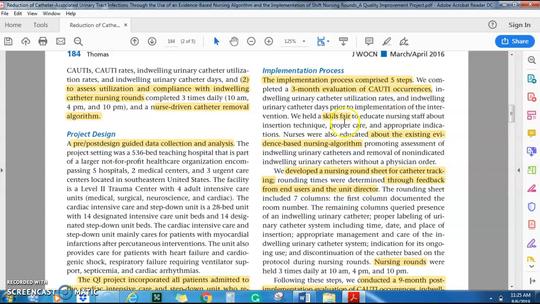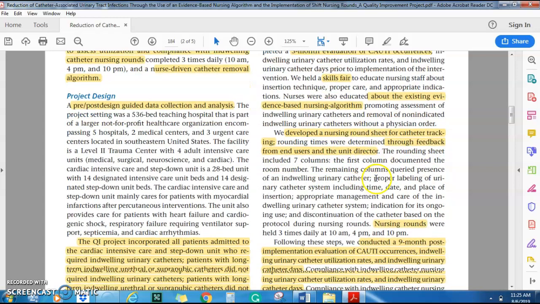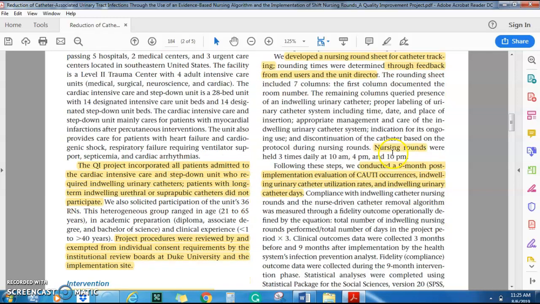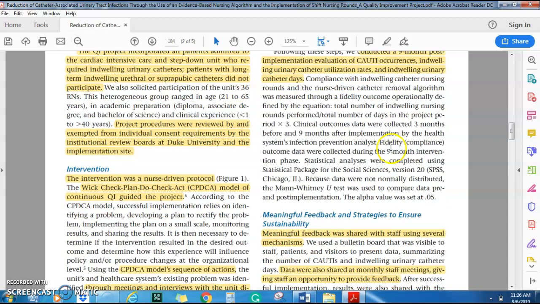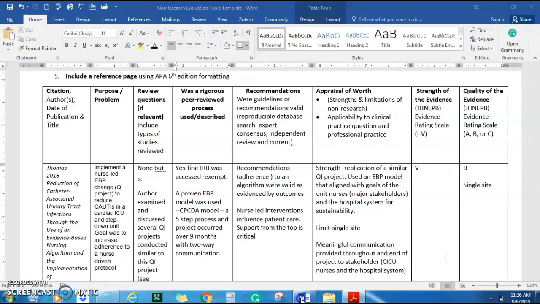they talk about how they had the skills fair, they educated nurses, they developed rounds, they received feedback, they gave feedback, but they also received feedback from end users and the unit director. So this was an open communication. So not technically peer review, but I thought it was important that they really worked closely, very closely, and they talked about it with these stakeholders. Okay, so let's go right back here.